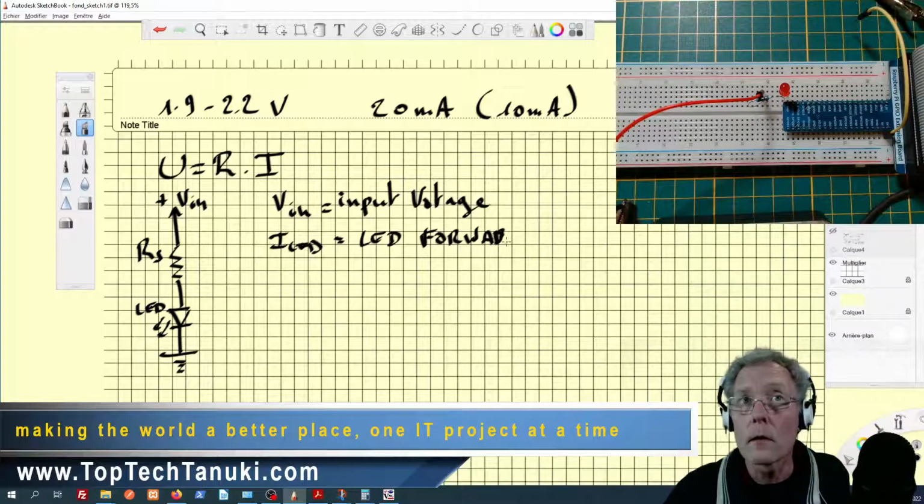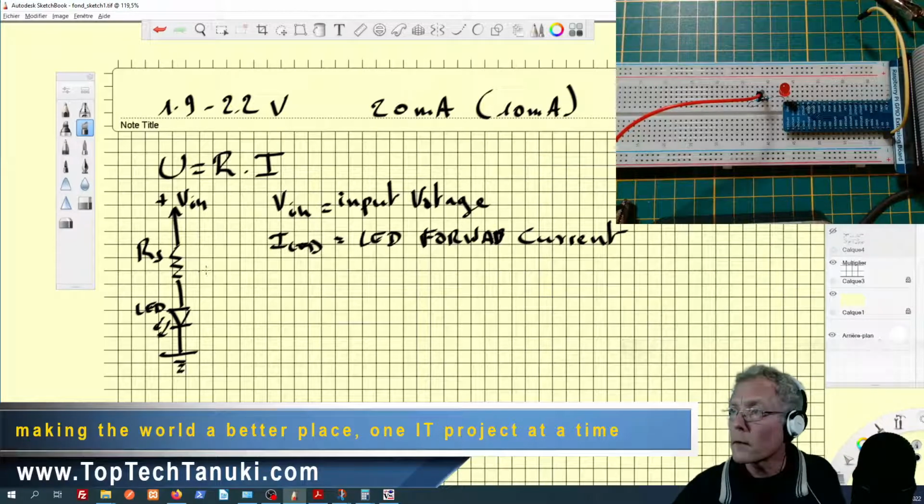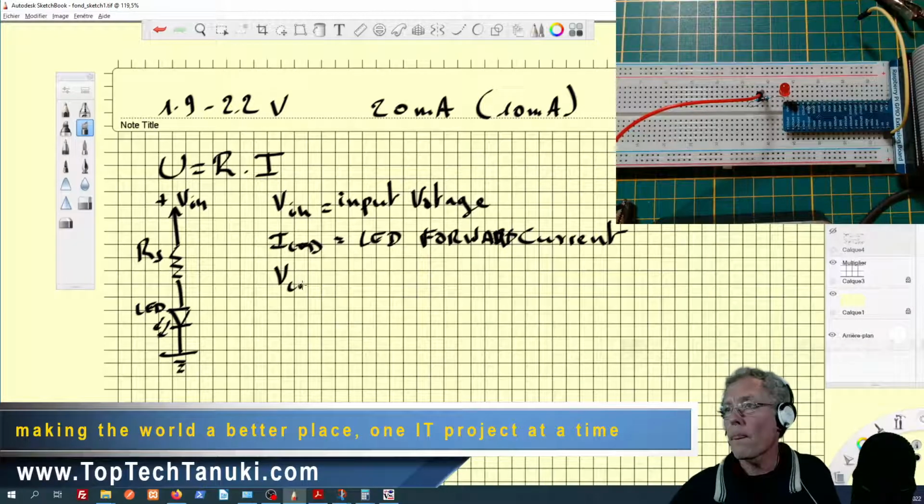It's a very good lesson about LEDs with Paul McWhorter to let you check this. You see what I mean here. And V LED is what is called the LED voltage drop.